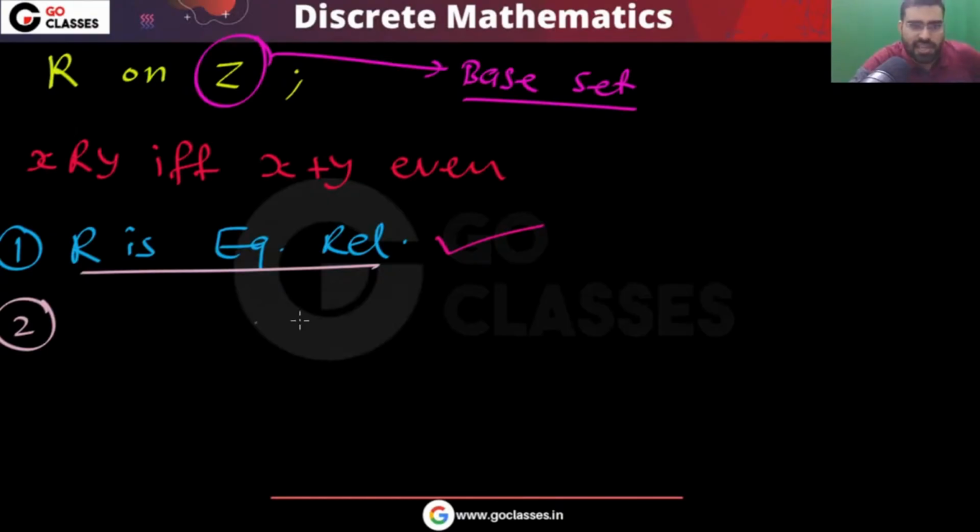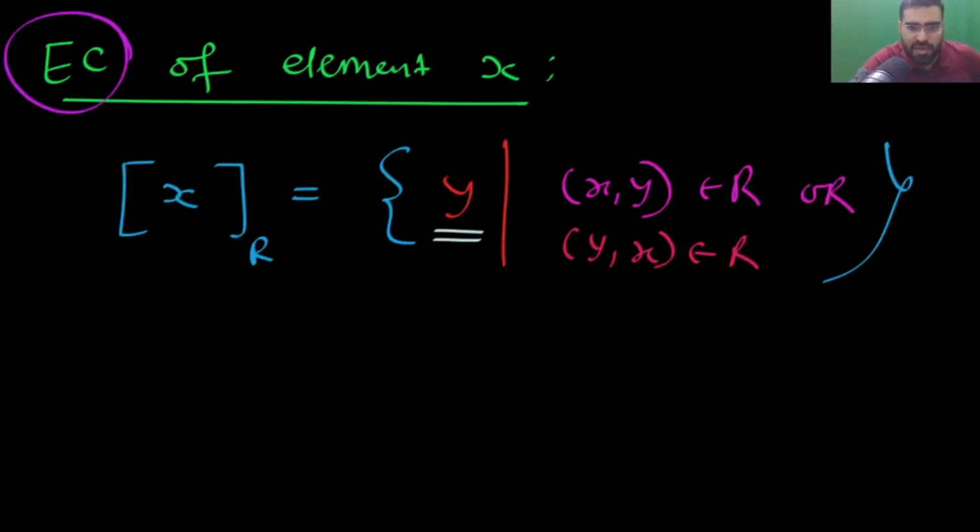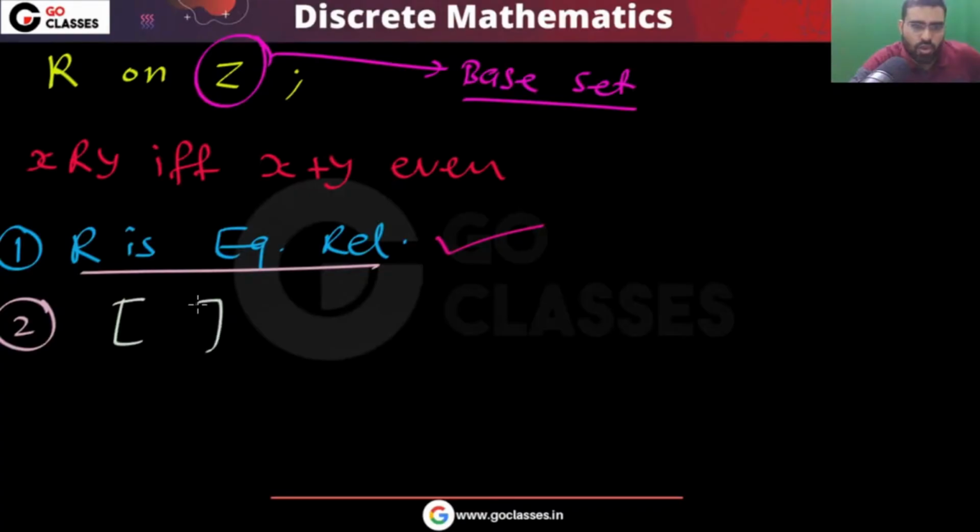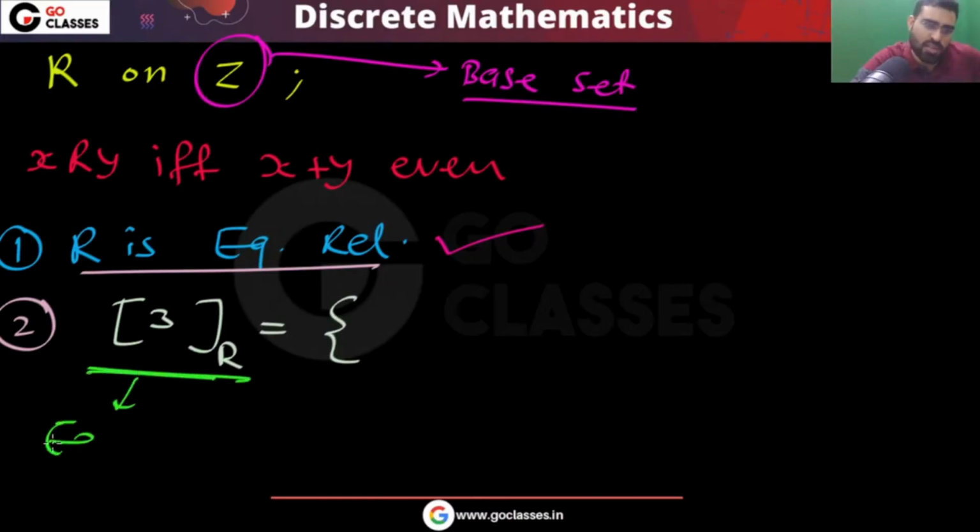What is the equivalence class? In this question I am asking, you tell me the equivalence class of 3. This notation means equivalence class of 3. What is the equivalence class of 3? Can anyone tell me what is the equivalence class of 3?